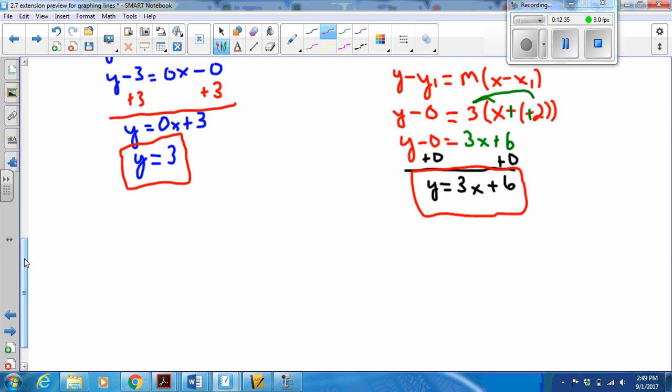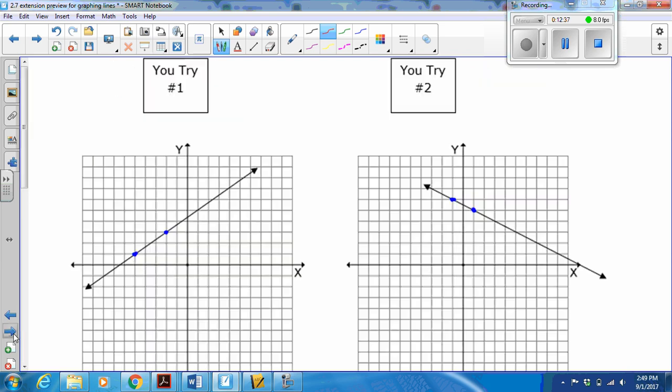Okay, so now moving on, I would like you guys to try these next two. So you are writing the equation of each of these lines. So go ahead and pause the video so you can try both of these on your own. So hopefully you paused the video so that you tried these on your own. If you have some difficulties, I'm here to explain it.